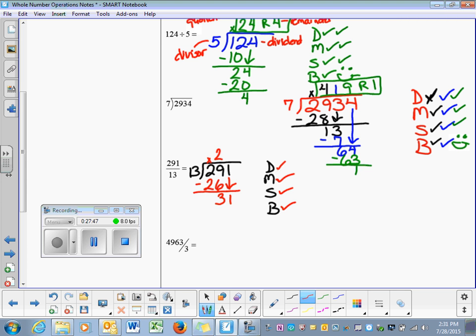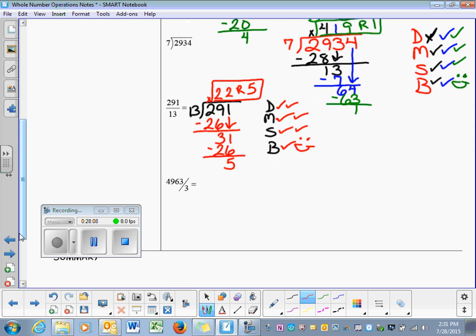13 goes into 31 2 times. 2 times 13 is 26. 31 minus 26 is 5. And I have nothing left to bring down, which means I'm done. 22 remainder 5 is my final answer. Our last problem for this set of notes. 4,963 divided by 3. Does McDonald's serve burgers?